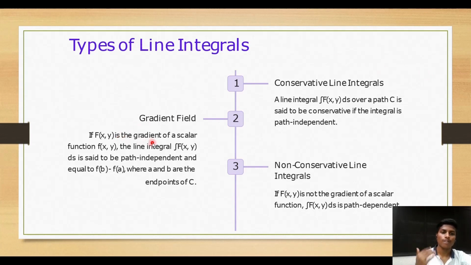Gradient field. If f of x comma y is the gradient of the scalar function f of x comma y, the line integration of f of x comma y ds is said to be path independent and equal to f(b) minus f(a), where a and b are the endpoints of c. Now, third, non-conservative line integrals. If f of x comma y is not the gradient of a scalar function, the integration of f of x comma y ds is path dependent.